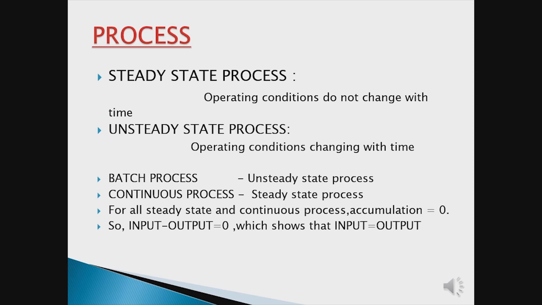Whatever we are giving as a feed to the system is being received from the system as the output. So there is no accumulation because the operating conditions are not changing with time in the case of a steady state process, and a continuous process is a steady state process. So nothing is being accumulated in the system. So whatever we're giving, we are getting it. So input minus output is equal to zero, which shows that whatever we are giving as a feed, the input to the system, is being received as product, the output from the system. So input is equal to the output. That is the basic equation that we are going to use in the steady state process, continuous process.